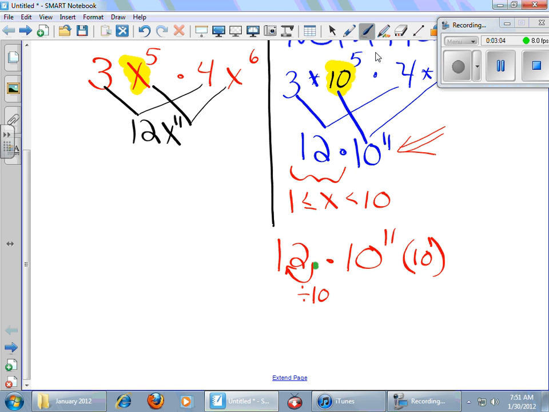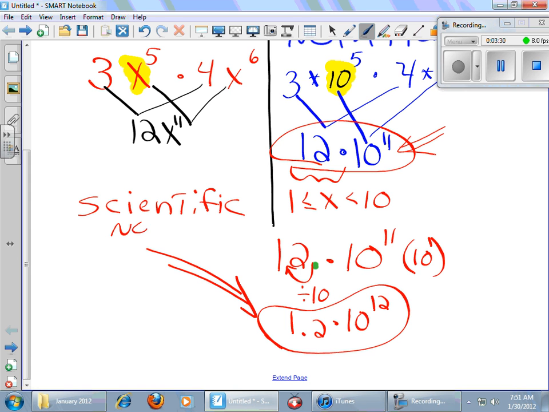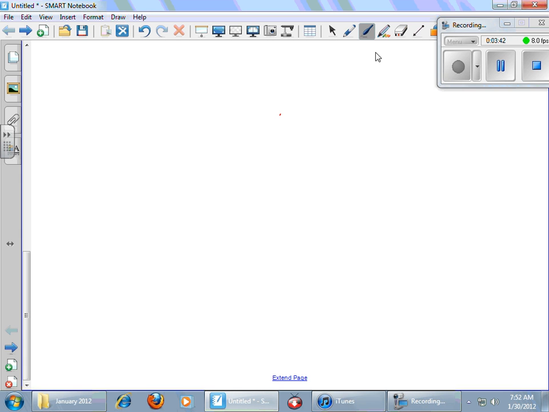All right, so I'm going to divide 12 by 10 and get 1.2, but then I multiply the 10 to the 11th by 10, and that becomes 10 to the 12th. So this number here and this number here are the same exact number. The only difference is this one is written in scientific notation by definition. All right? So you might have to convert your numbers to scientific notation.